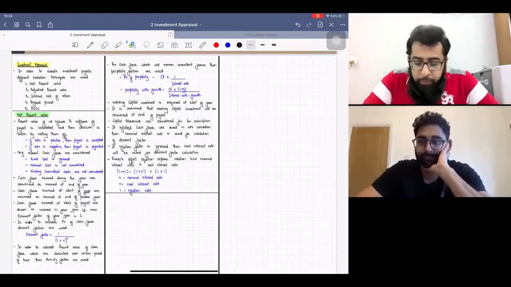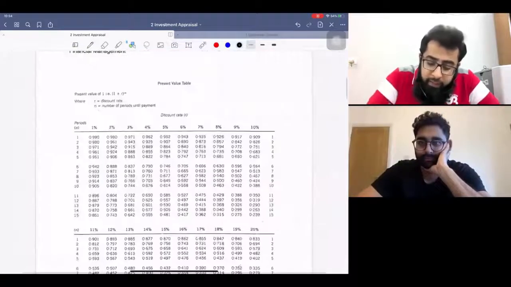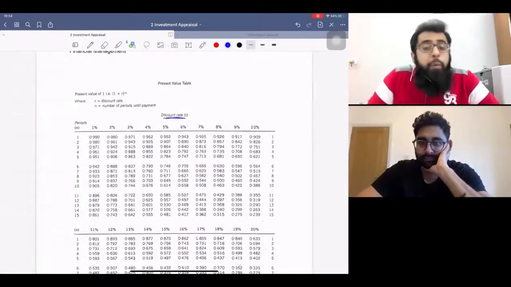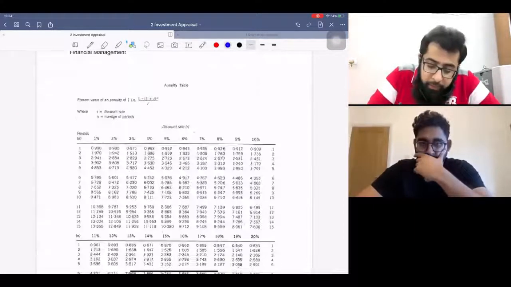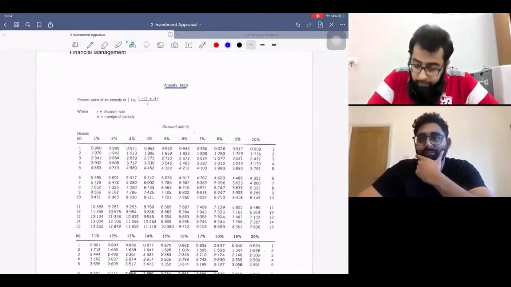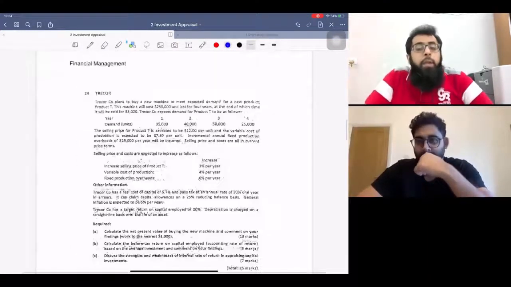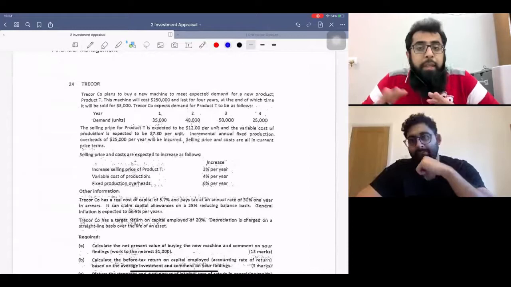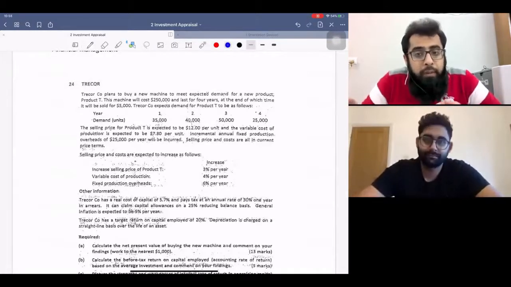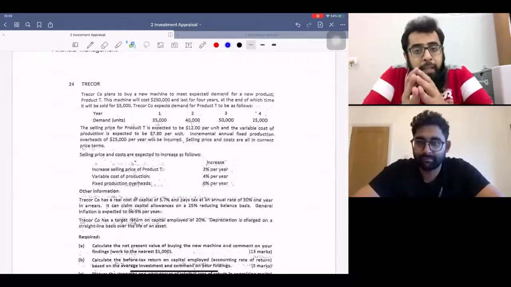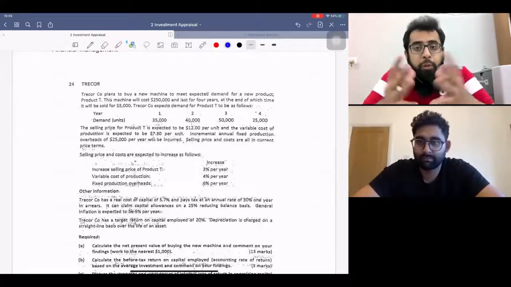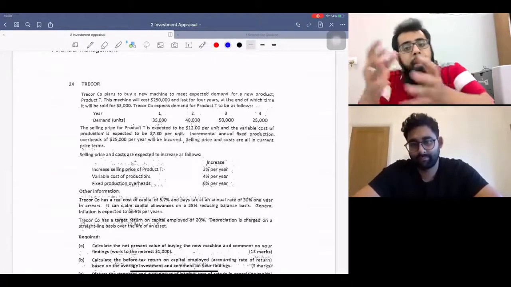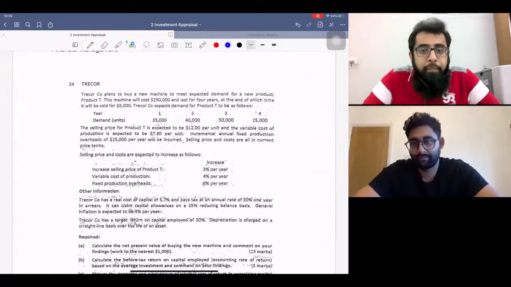Now this is the discount factor table. You will take it with you in the examination. And this is the annuity factor table. Now we are doing some basic questions of financial management. These are not of your SBM course, but basic financial management questions so that you can have clarity on net present value. We'll do these 3-4 basic questions and then move towards another technique.